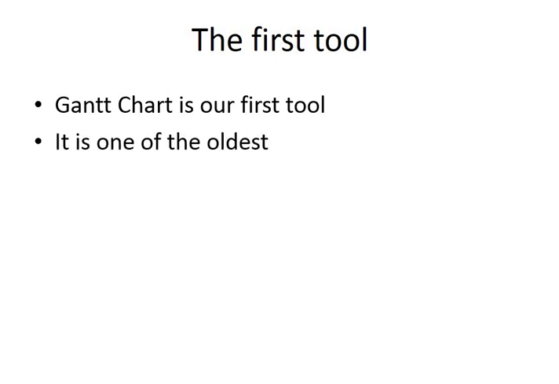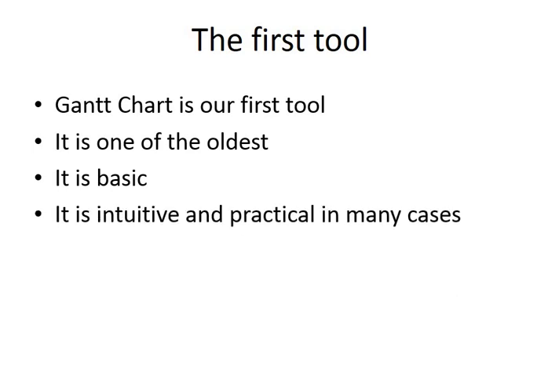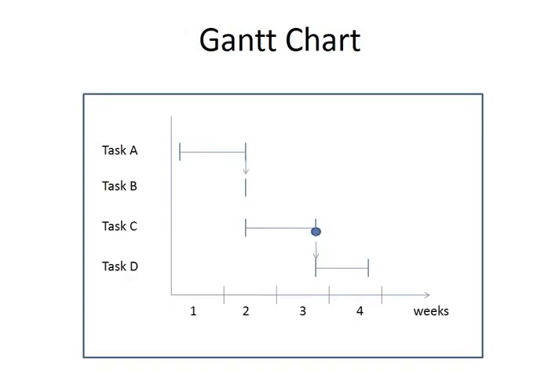It is one of the oldest. It is easy to understand. As you can see it here. So you've got 4 tasks in this case and several weeks here. So task A is going to be completed after a week and a half. Then task B is, you know, just a moment, and then task C is going to be completed almost by the end of the third week, and then you have task D.